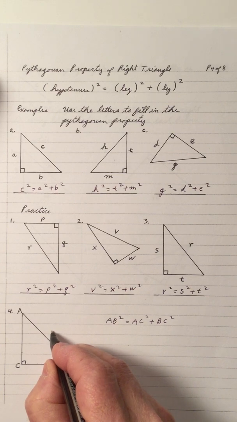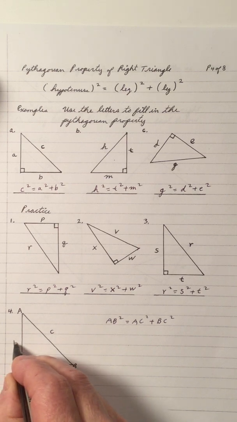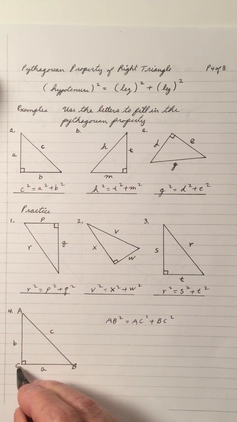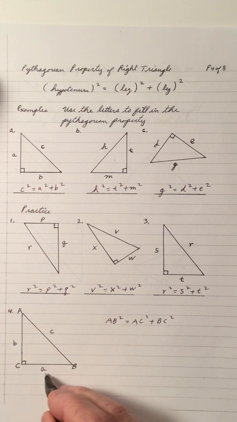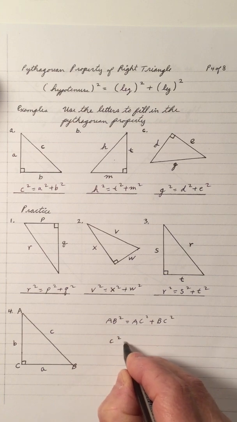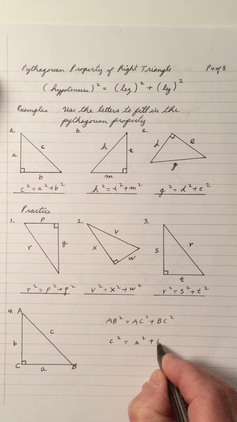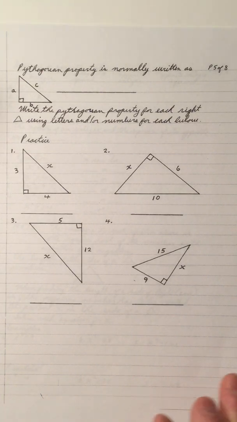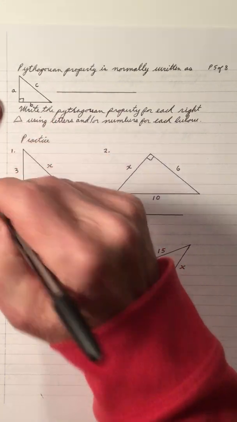Sometimes books and teachers make this a C, make this an A, and make this a B, because the letter opposite the angle, so that's angle C, that's a small c, it'll be the side opposite. That's angle A, so this is a small a, the side opposite angle A, and so on. So we could say C is the hypotenuse. C squared is A squared plus B squared. Your choice. Let's continue.